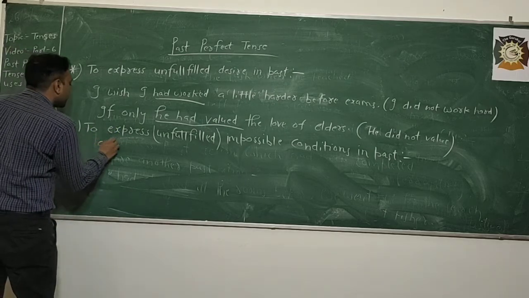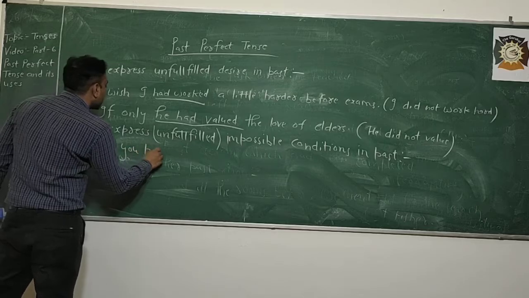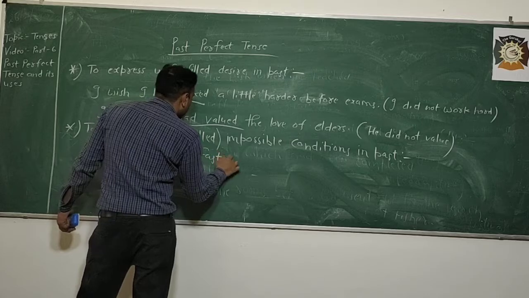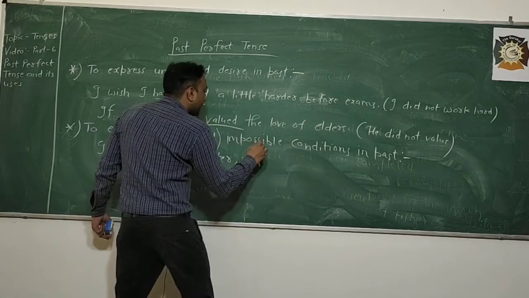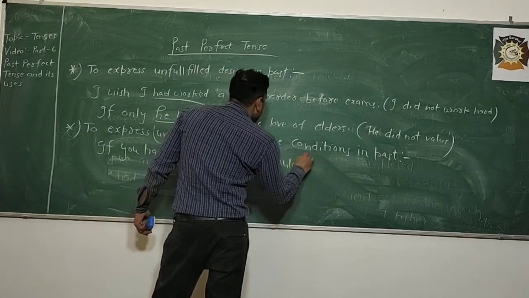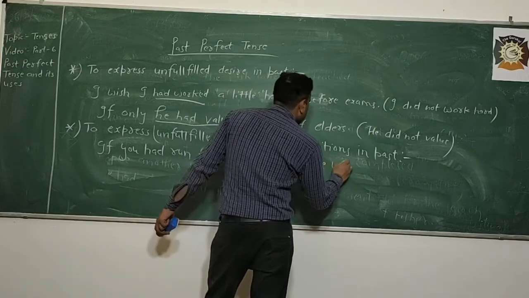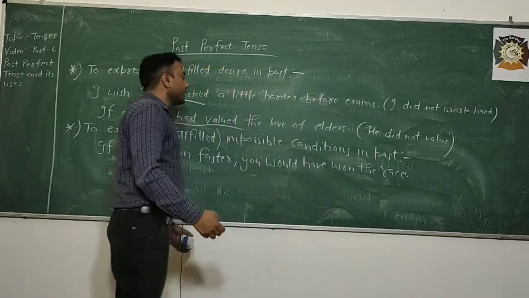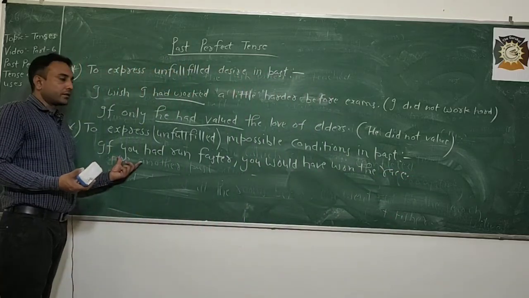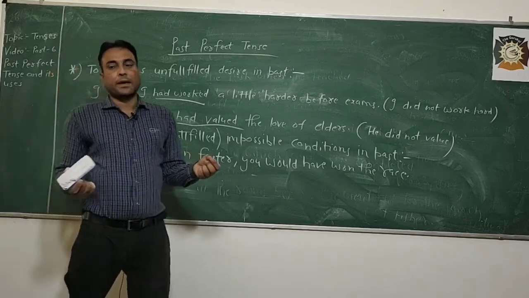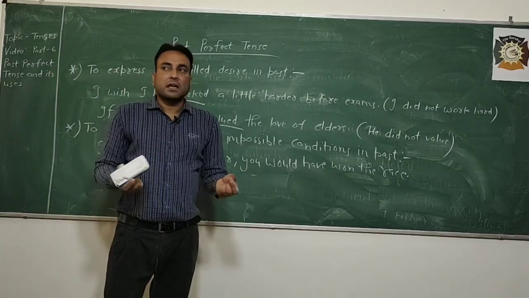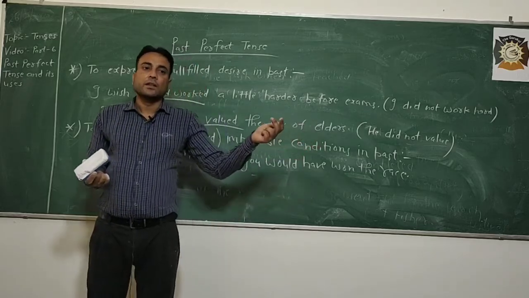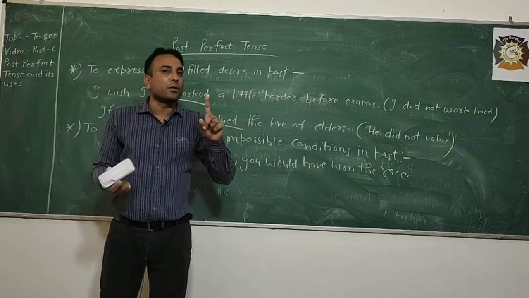If you had run faster, you would have won the race, but you didn't. If you had run faster, you would have won the race. After participating in an event of a race which you lost, you are discussing it with your friend. This is a situation of past, and that is impossible situation because you have not won the race.